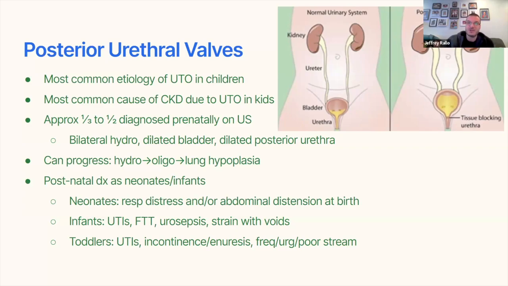If it is severe obstruction and it is not treated, it can progress. The progression, especially intrauterine, is you will have oligohydramnios because you will have decreased urine output, so decreased amniotic fluid in the sac. And then secondary to oligohydramnios you'll get lung hypoplasia. So if it's that bad and uncorrected at birth, you will have lung hypoplasia and have chronic lung issues for the rest of your life.